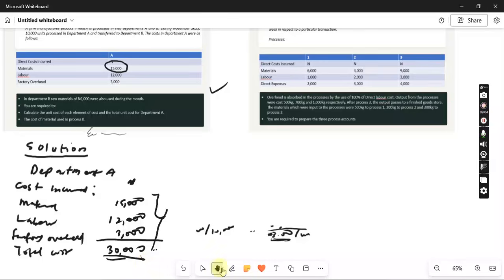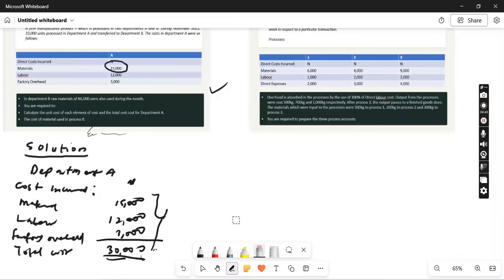So we have the processes here highlighted. For process one, we have material cost of 6,000, labor cost of 1,000, and direct expenses of 2,000. Overhead is absorbed in the processes by the use of 100% of direct labor cost. Output from the processes were 500 kilogram, 700 kilogram, and 1,000 kilogram, respectively.